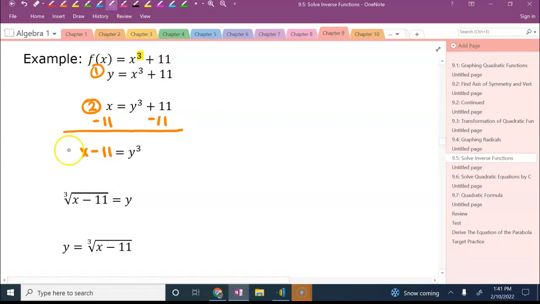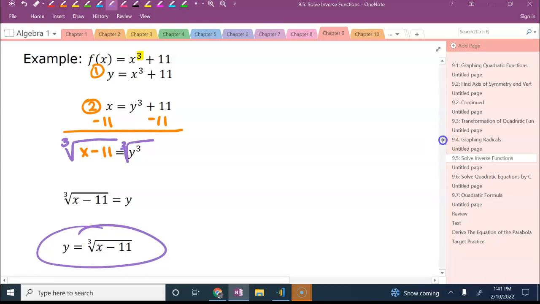And now I cube root both sides. And this time I have to cube root it because it's y to the third power. So you're going to have to put a little 3 in your radical symbol. And so again, just like we saw on the previous page with the square root, except now we have a cube root, you have that all over the x minus 11. And then your y is just going to come out. And this is going to be your answer for your inverse function.